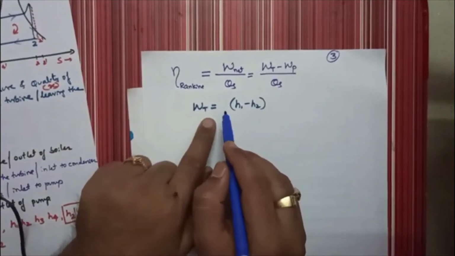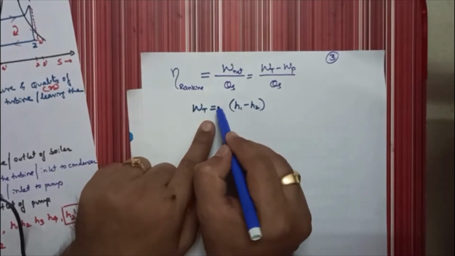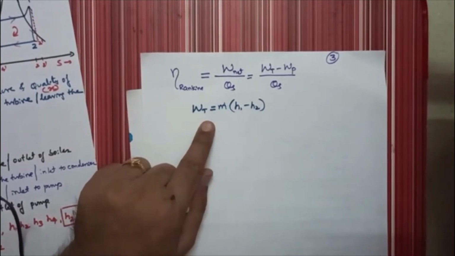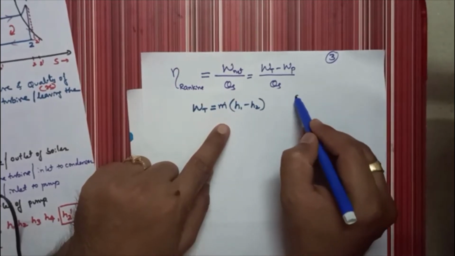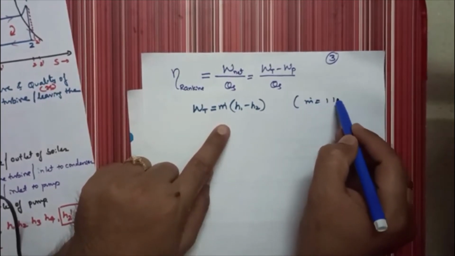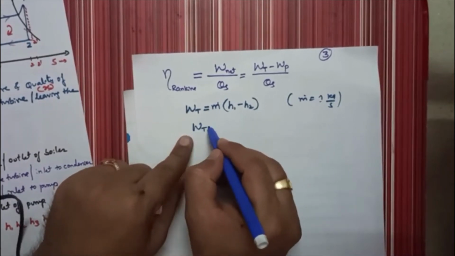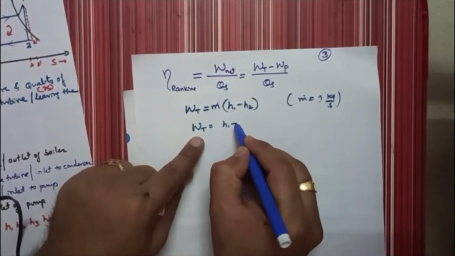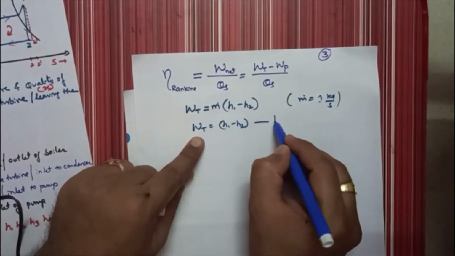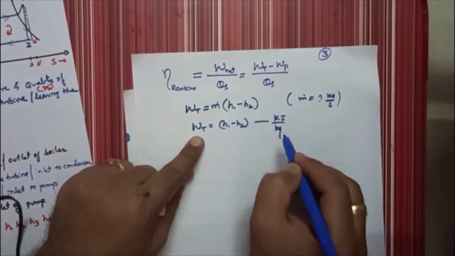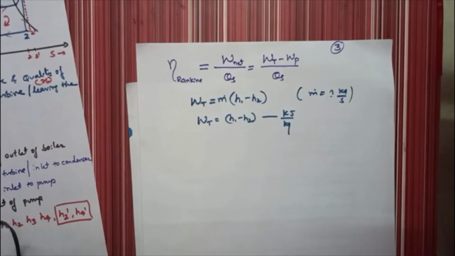If this is for unit mass, and the given problem has given a mass flow rate of 2 kg, then usually you will take m dot is equal to 1 kg per second. So net work done by the turbine is H1 minus H2. The unit will be kilojoule per kg or joule per kg.